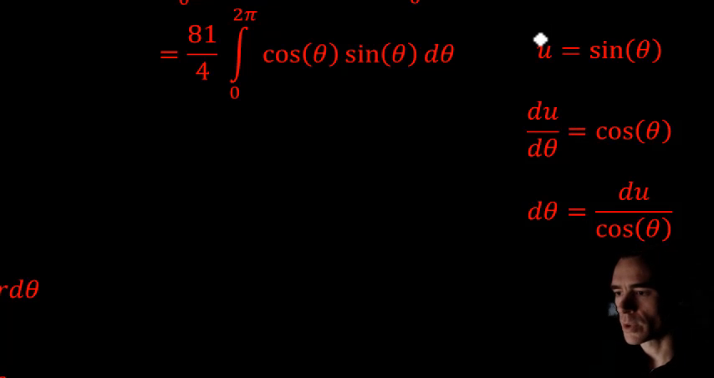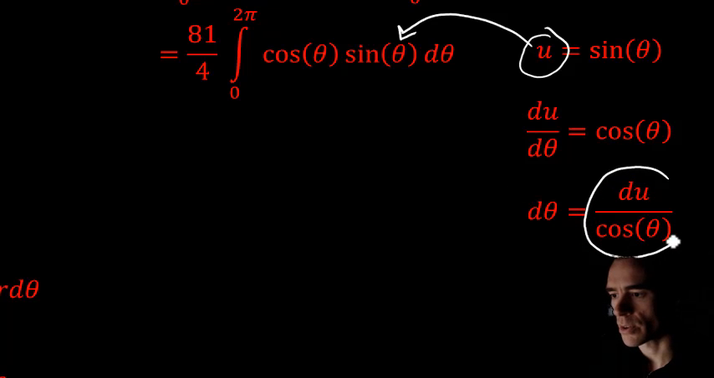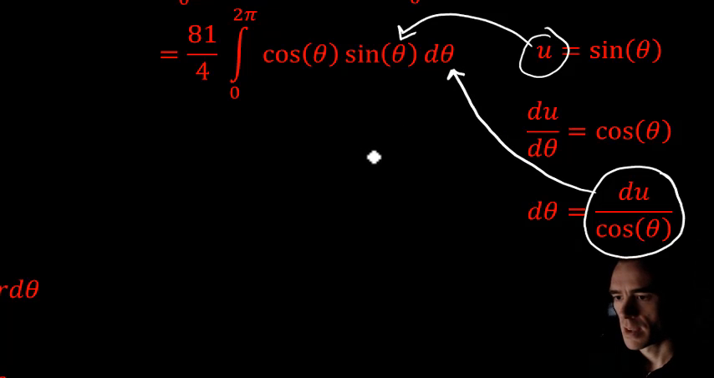So what we can do is take our u here and plug that in for our sine theta term. And then instead of this d theta term, we're going to replace that with du over cosine theta. So let's plug those in. And one last thing that's really easy to forget is since we're changing this d theta to du, integrating with respect to u, we have to change our limits to be with respect to u. So let's go u of 2 pi and u of 0 here.